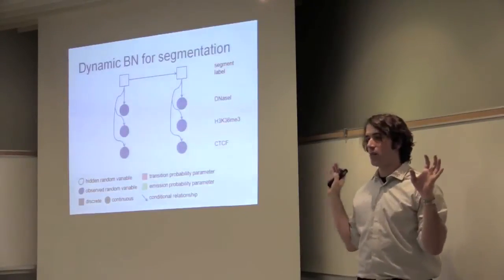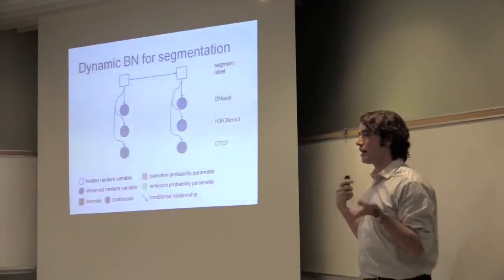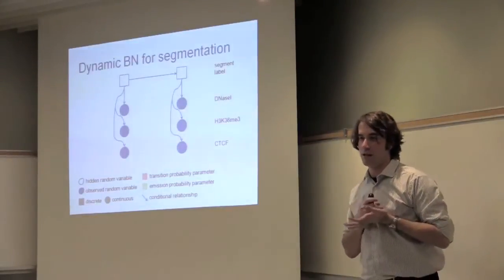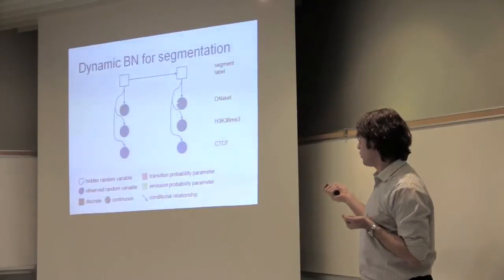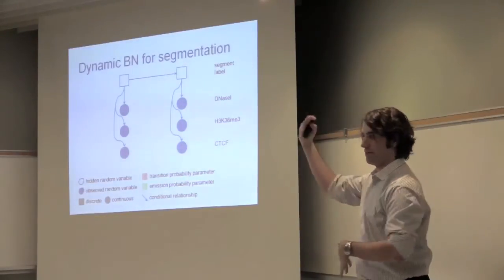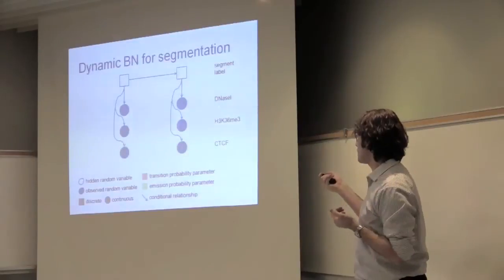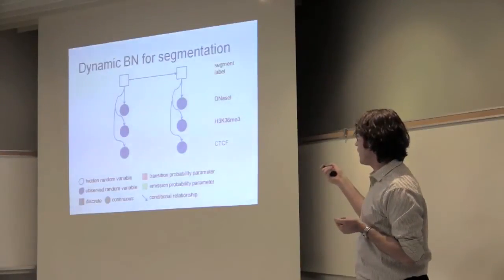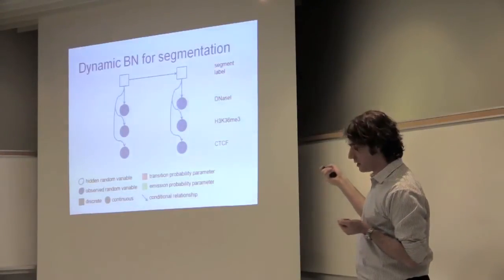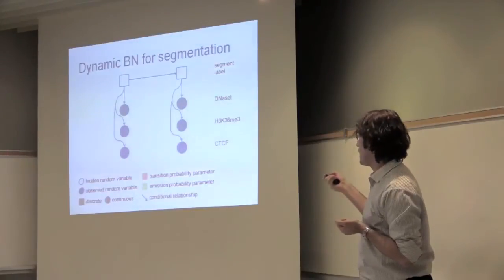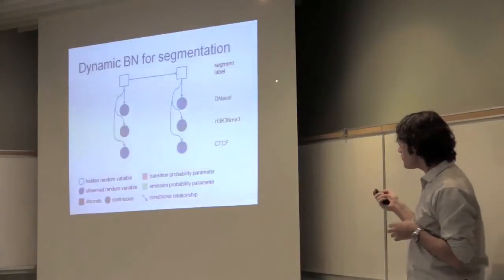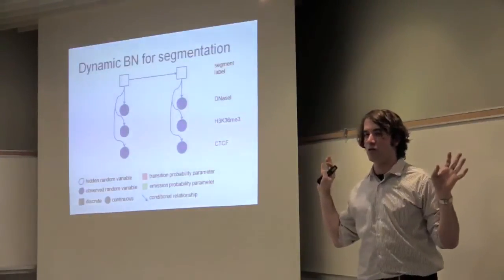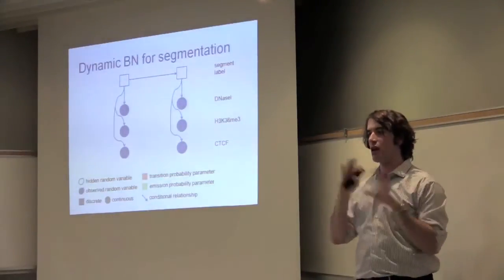So let's go beyond that simple hidden Markov model to a dynamic Bayesian network that's designed for the segmentation process I told you about earlier. So instead of just having one observed variable, we can have three or n, as many as we want. So we might include observations for DNase-1, for a particular histone modification, for CTCF binding. We're going to throw out all of the binarization I told you about before. So none of that is happening.